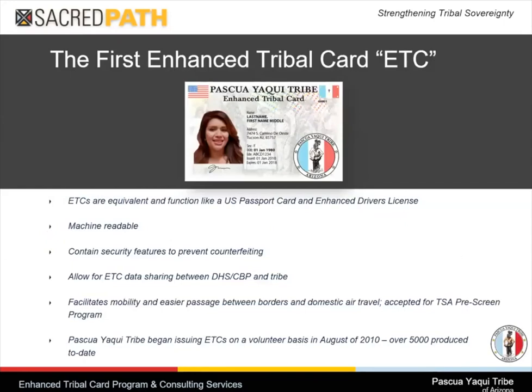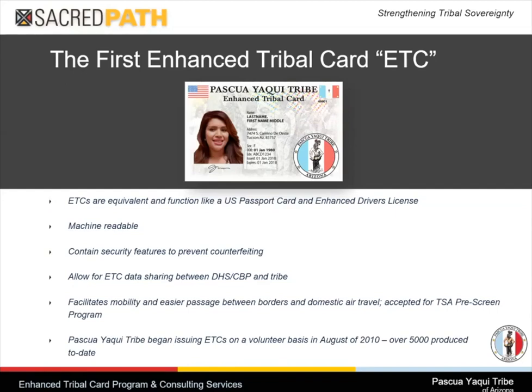Okay, so after all those agreements were signed, all the policy and procedures were written, after PYT surpassed the learning curve for a program that didn't exist back in 2010, PYT was able to produce the first enhanced tribal ID card in August of 2010.